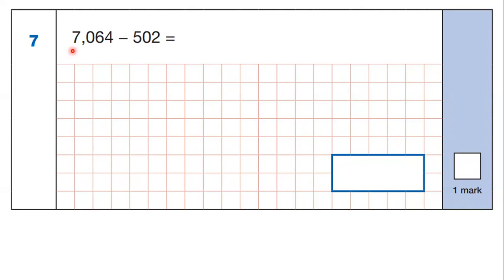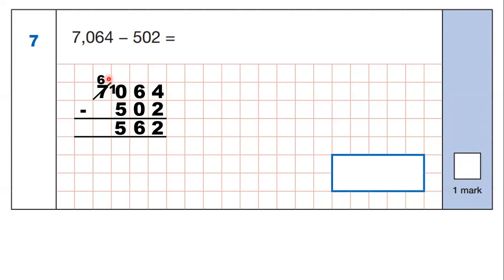Question 7, 7,064 minus 502. You could set this out as a column subtraction. So 4 minus 2 is 2, 6 minus 0 is 6. We can't do 0 minus 5, so we exchange. 10 minus 5 is 5, and 6 minus nothing is 6. So our answer is 6,562.